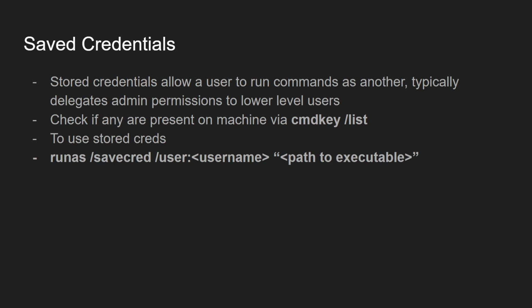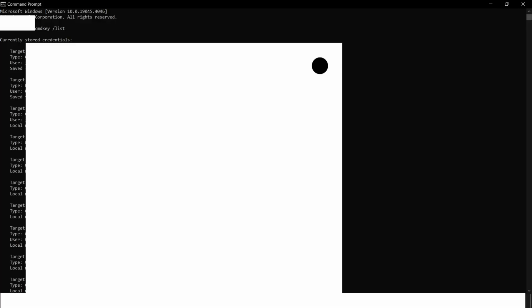The way you check if these exist on a machine is by the command cmdkey /list, which I'm going to show in a minute. As you can see, I've just run the cmdkey /list command on my machine. WinPEAS and other automated scripts will also try and run this. Sometimes it doesn't work, so it's always good to check it yourself.